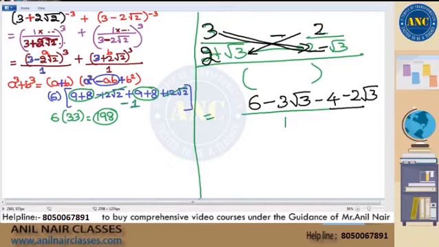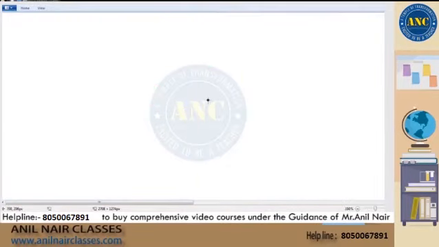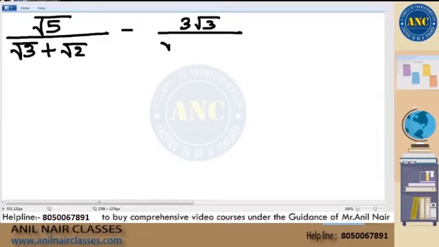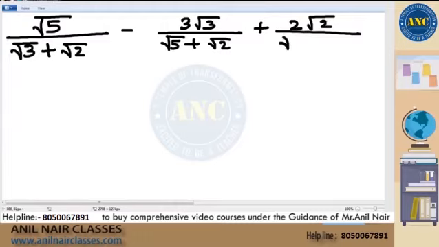Now see here, another question on Surds and Indices, which has the concept of rationalizing the denominator. See here, sir, I am drafting another question. The question looks difficult, but not the answer. Root 5 divided by root 3 plus root 2 minus 3 root 3 divided by root 5 plus root 2 plus 2 root 2 divided by root 5 plus root 3. Try to solve it directly, sir, as much as possible.